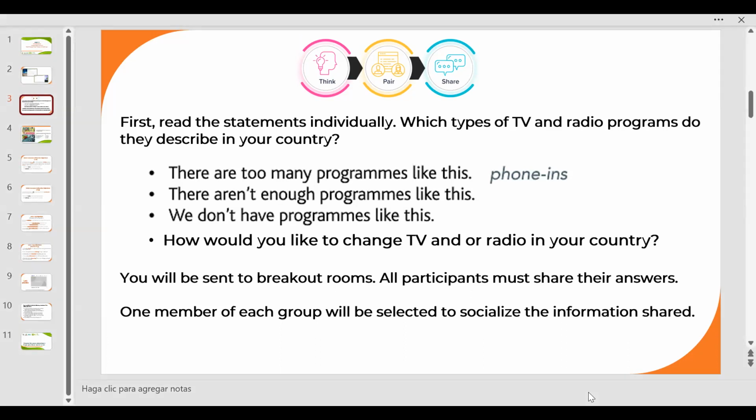Okay, last but not least, we have group number 3. We have Andres Felipe, Julian, and Yesit. Julian, could you share your summary, please? Well, for us in Colombia, there are too many programs like soap operas and reality shows. There aren't enough programs like documentaries or programs about education, economics, like this.